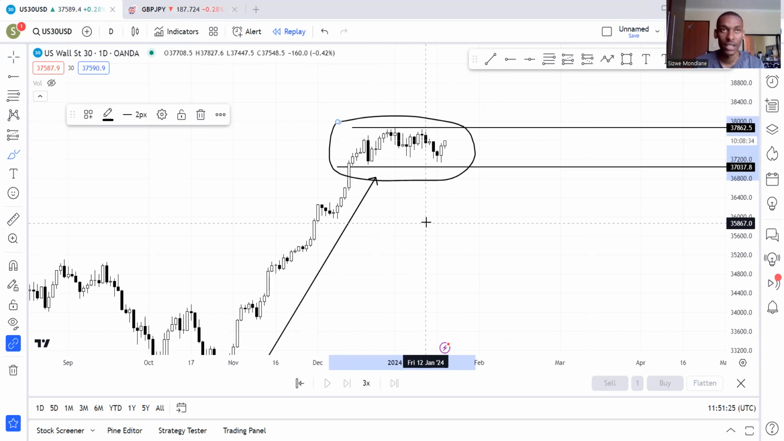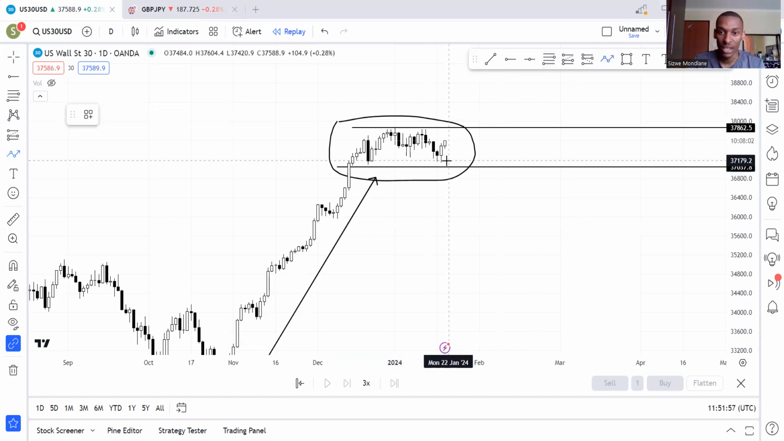A ranging pattern simply indicates indecision or equal power between buyers and sellers. No one is in control of the market. Like I said, previously buyers were in control, so you were seeing an uptrend, but now price started to range in between two levels, meaning buyers and sellers have equal power. That's why price is ranging between the resistance and the support until one side decides to win, until one side wins the war. And then we'll see a break.